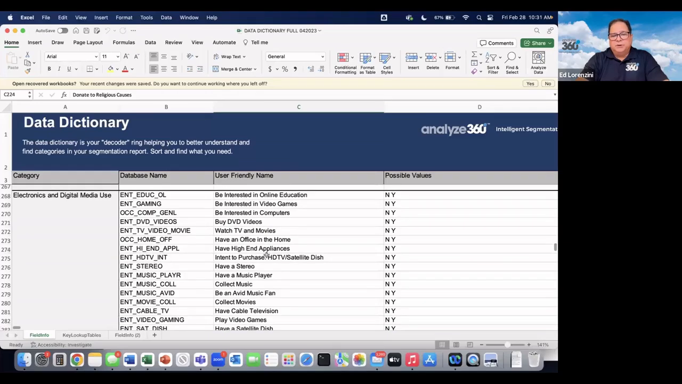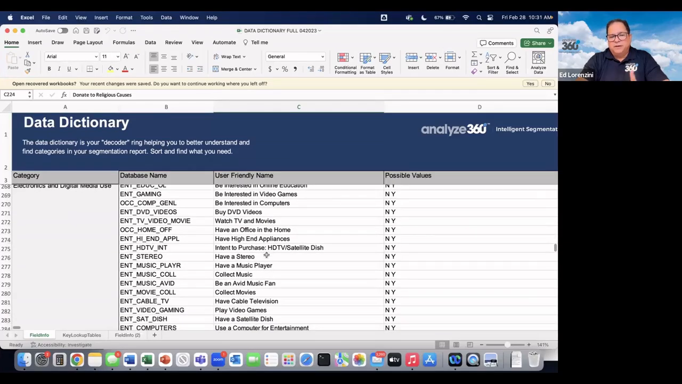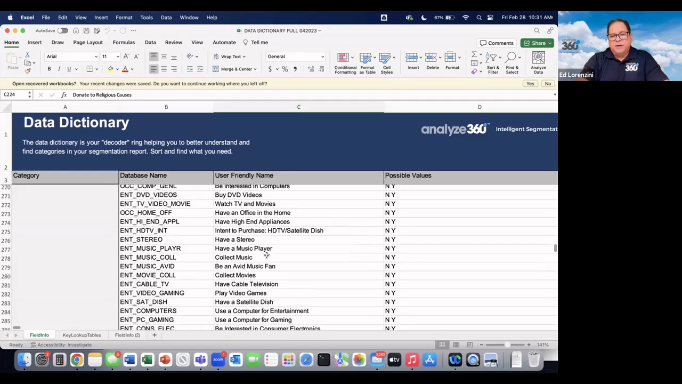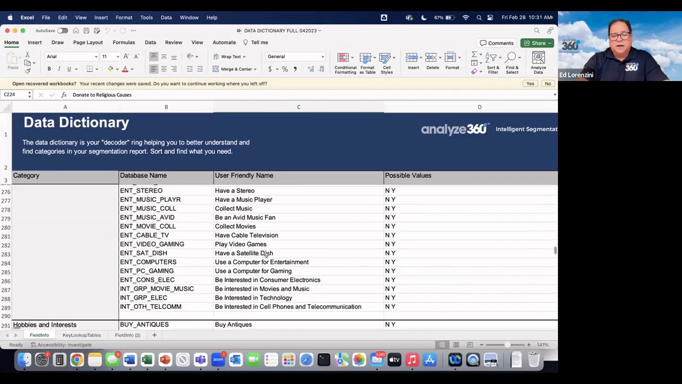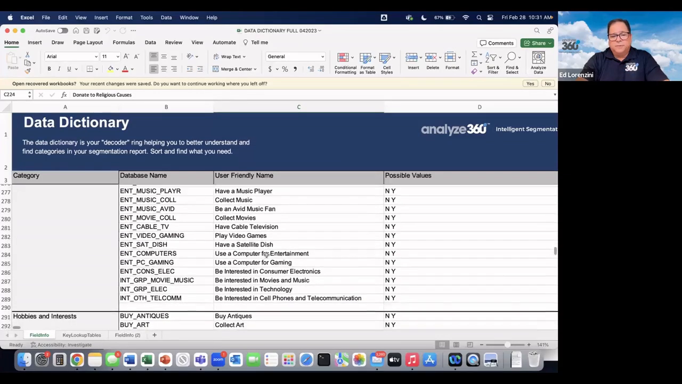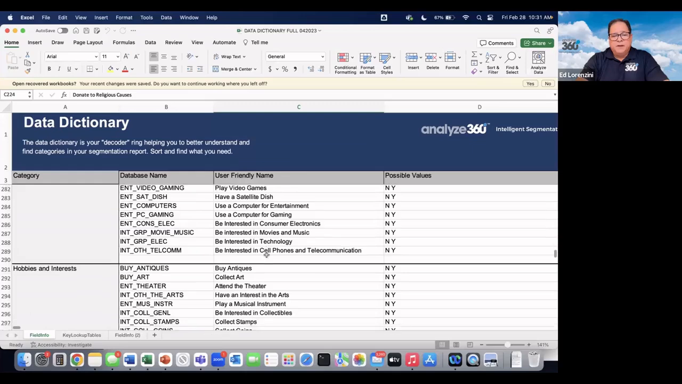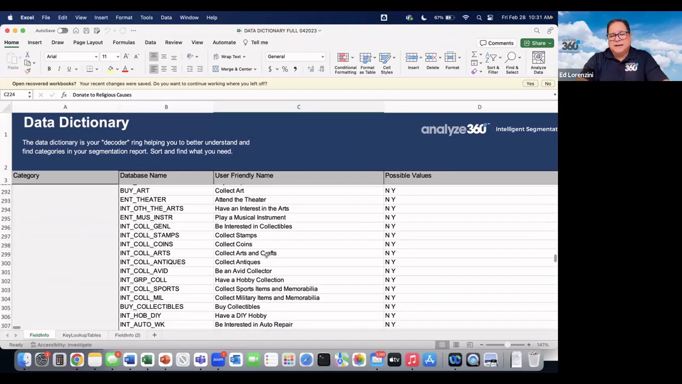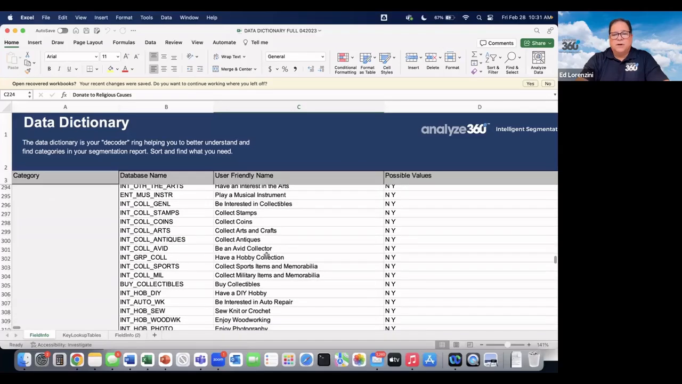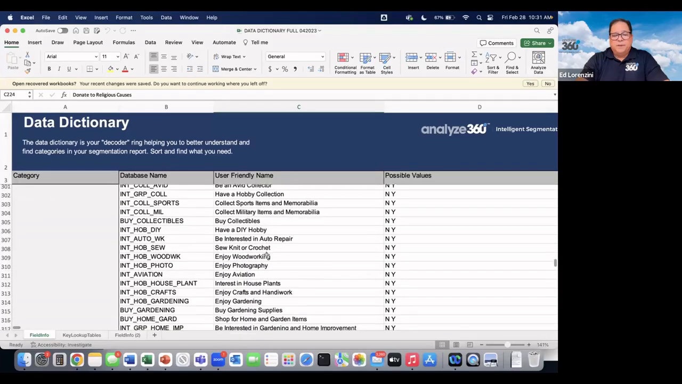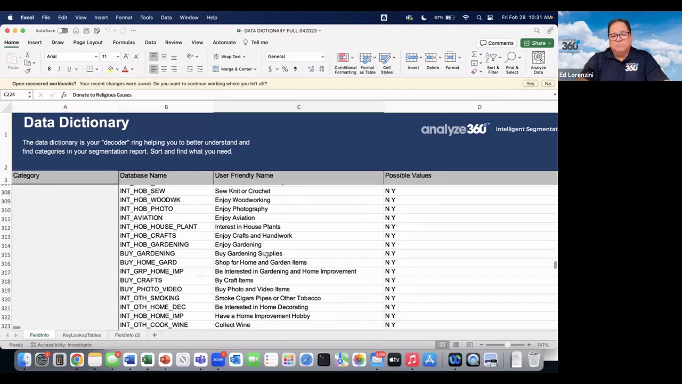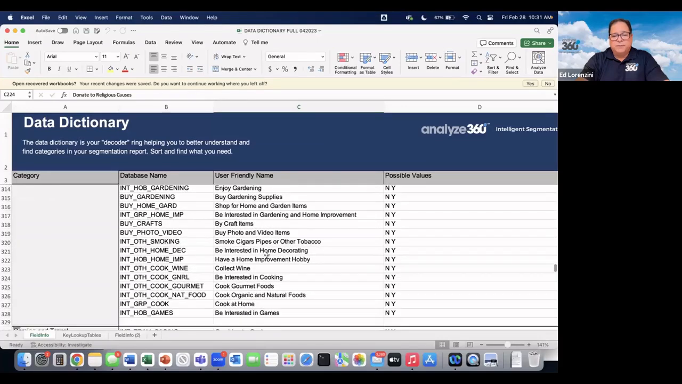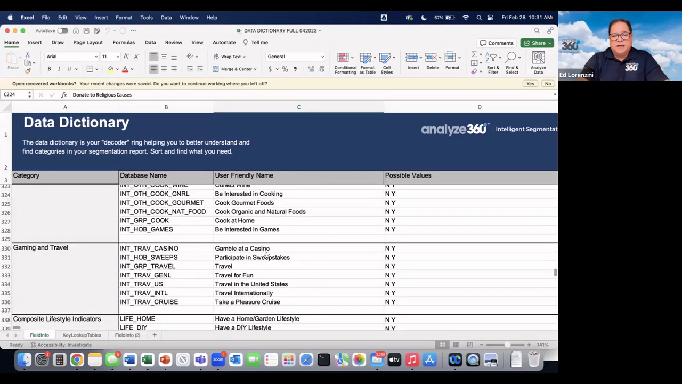How are you consuming your digital media and electronics? Are you playing video games? Are you subscribing to streaming services? Although we don't know which streaming service, but we would know that you're subscribing. Hobbies and interests, we have a lot on that. Are you collecting things? Is it antiques? Is it art? Is it stamps, coins, military memorabilia? Or do you have a hobby, woodworking, crafting, those types of things? We have information on that. As well as gaming and travel.